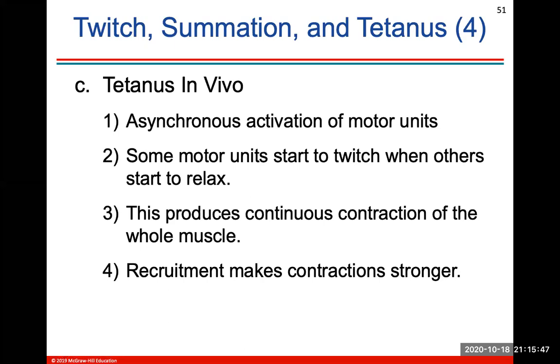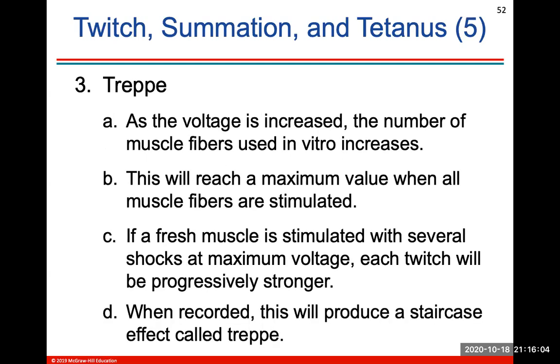Tetanus in vivo, this means in real life. This is asynchronous activation of motor units, which means that some motor units will start to twitch when others start to relax. And this produces a continuous contraction of a whole muscle. Recruitment will make these contractions stronger.